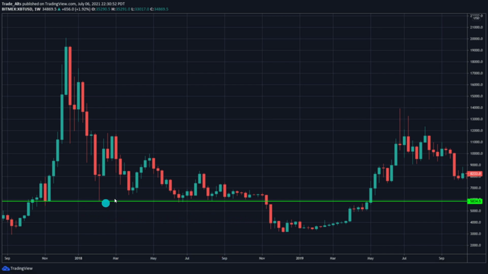The more times you test a level, the weaker it gets. This is a prime example of that happening. This level was tested many times and eventually just gave way, right? This wasn't support anymore. So you got your flush all the way down to 3,000. Price spent quite a bit of time away from it, consolidating here, and then we came up to test it again.